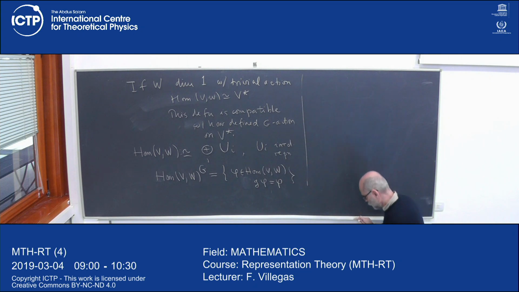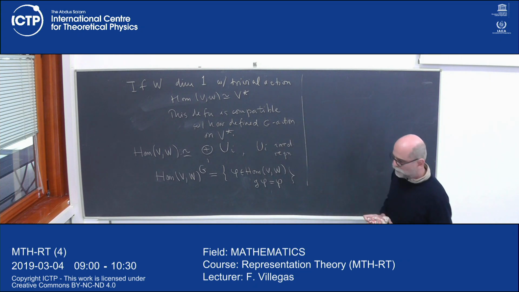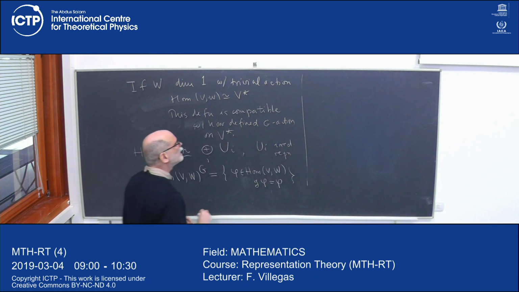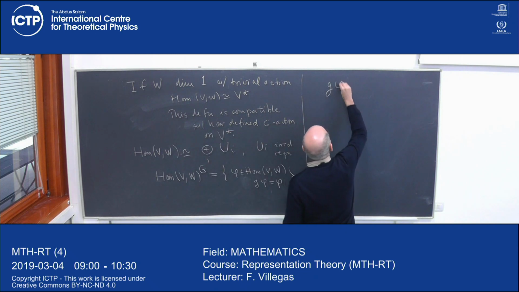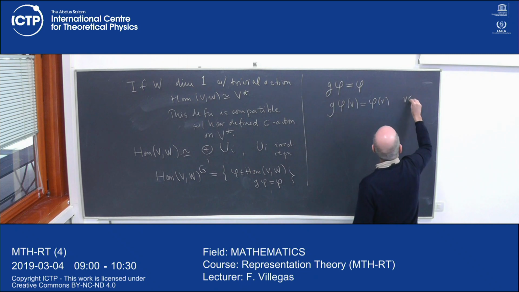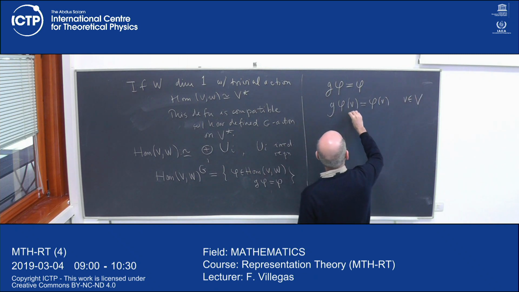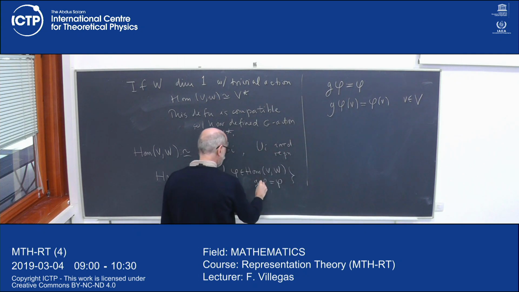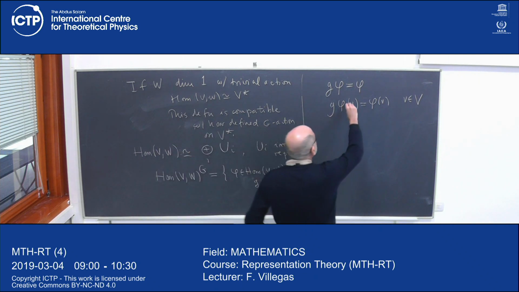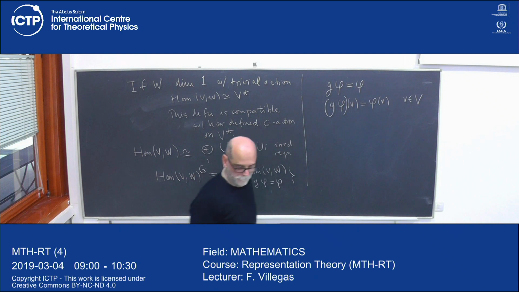Now let's actually compute what that means in terms of the action, because we described the action explicitly. What does it mean for G phi to be equal to phi? Well, they both have to agree on every vector v. Here again, you have to be careful with all these notations. Here G phi means the action of G on the homomorphism. So to be precise, I should write it like this.